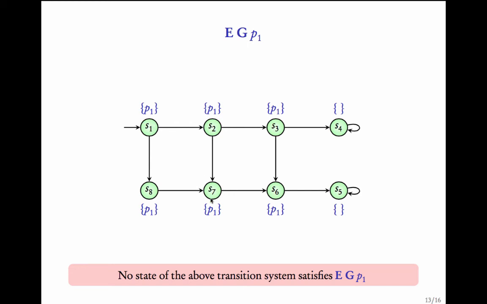You look at any state, finally it has to end up either in S5 or at S4. Any path from that state will have to end up in S4 or S5, and both S4 and S5 do not satisfy P1. No state in this transition system satisfies EGP1.